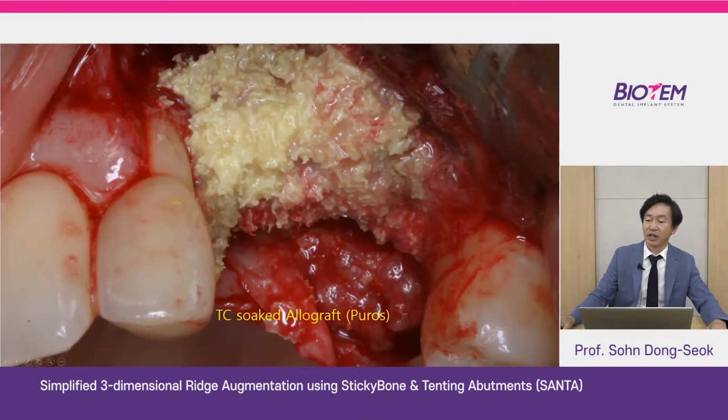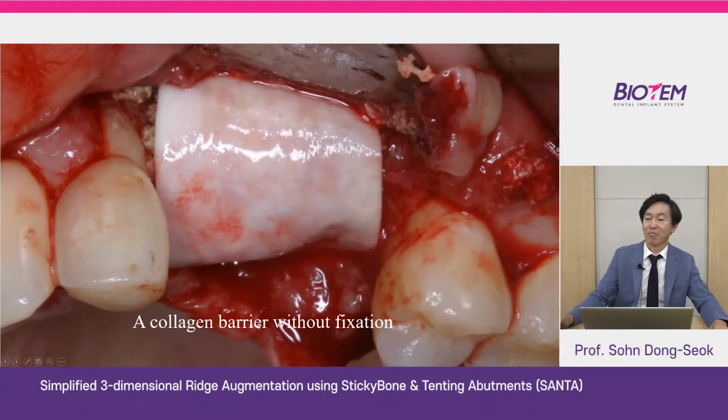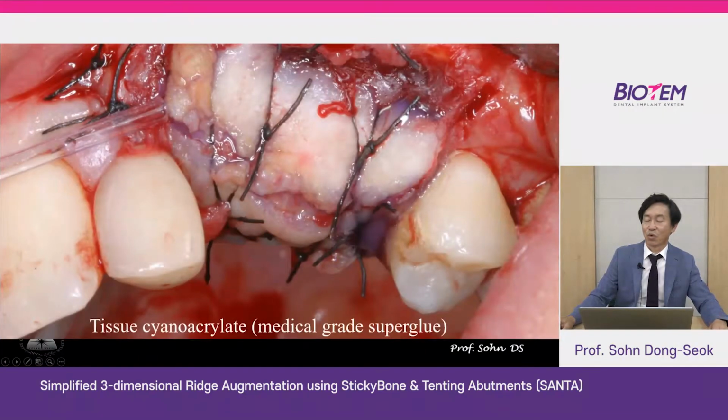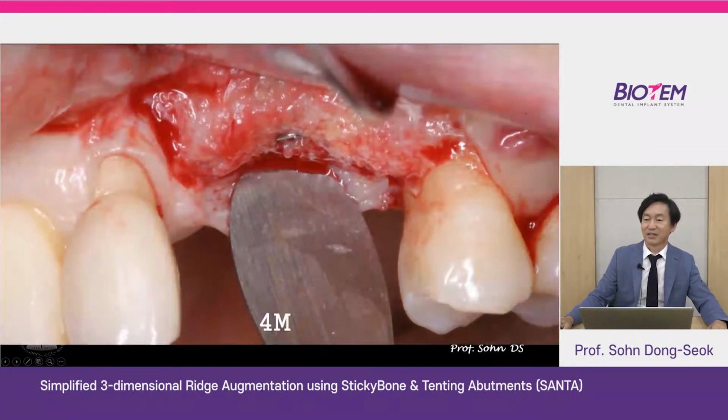An antibiotic tetracycline-soaked allograft was grafted for 3-dimensional ridge augmentation, and a collagen barrier membrane was placed with no membrane stabilization. Primary wound closure was done. A releasing incision was made on the periosteum and the buccal tissue, and a pre-gingival graft was done at the same time. To stabilize the graft, cyanoacrylate, which is medical grade super glue, and sutures were utilized.